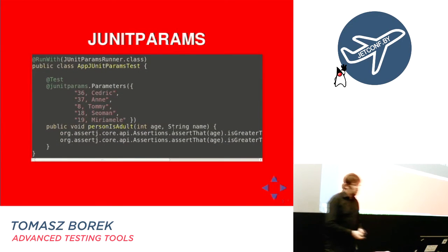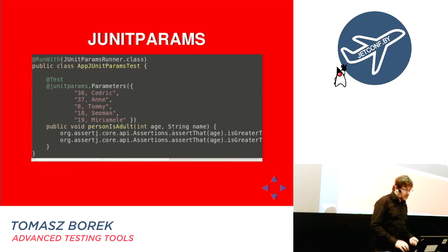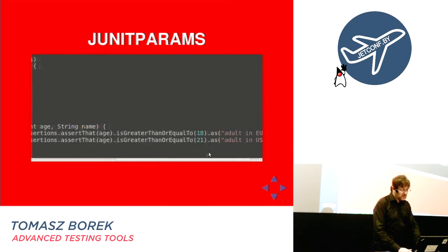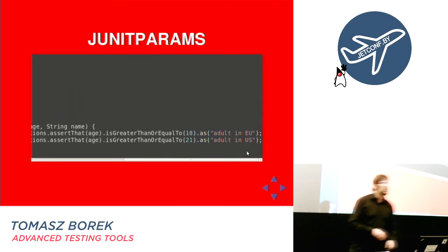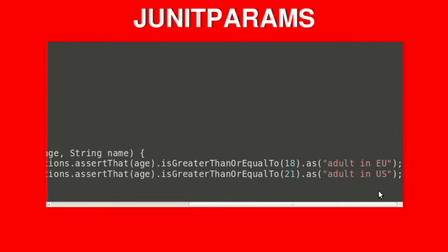JUnitParams, another Polish accent here. Yet another runner is of course required because it's after all JUnit. Now then, we annotate our test with JUnitParams parameters. I especially left this here so you know that it's not the usual parameters annotation. This annotation also accepts an array of strings separated by the comma, and what it does is inject them here, and then you may use fluent assertions to see that the age is okay for drinking beer in the United States or Europe. Who can spot the mistake in this test?